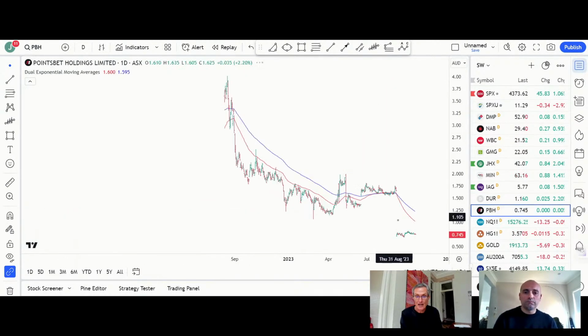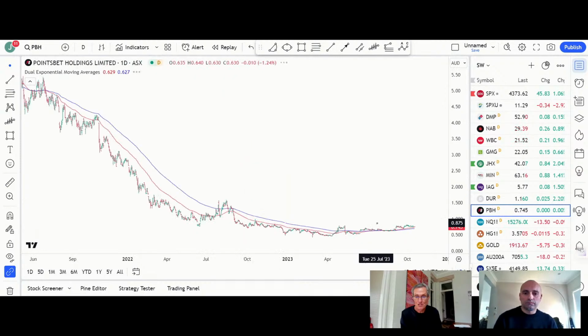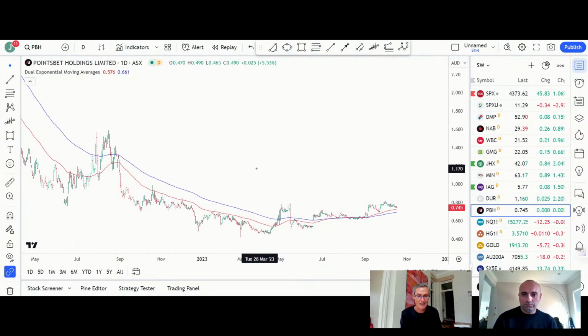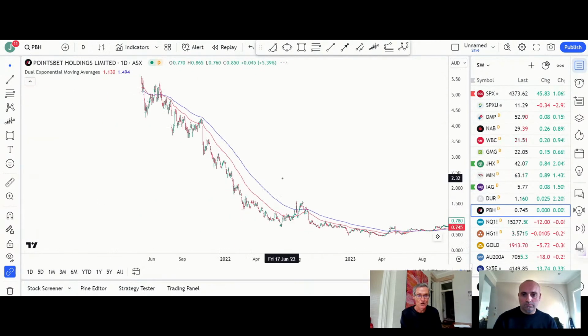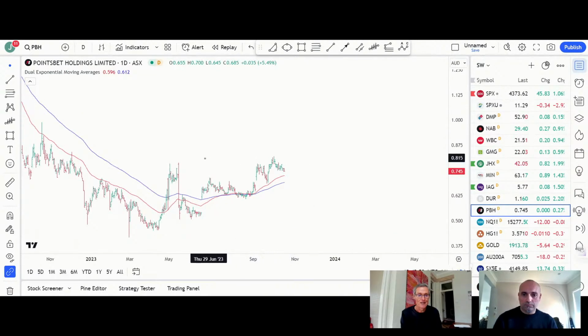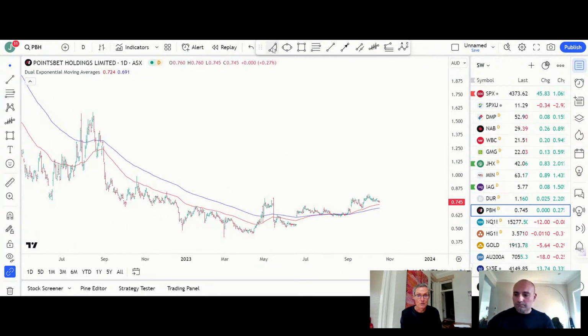Just another one, which is like IAG at the moment. This is PointsBet's holding, and it's an interesting one because it's a really down and out sort of stock. Look where it's fallen from. It's fallen from huge heights. So maybe this one won't come good. I don't know.